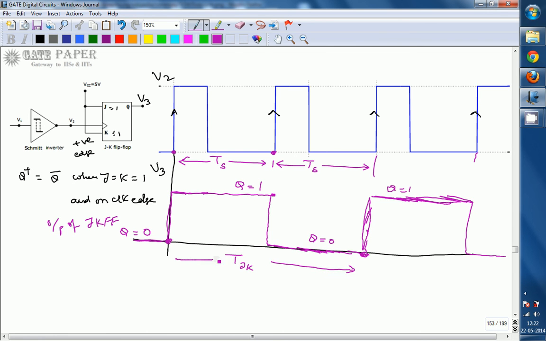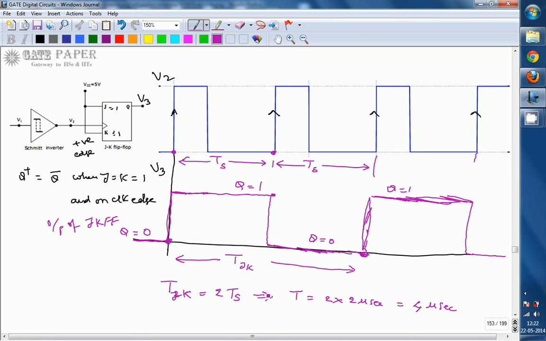Now can we say that the time period of the JK flip-flop is equal to 2 times the Schmitt-Trigger time period? Already we have seen the Schmitt-Trigger time period is 2 microseconds. So that implies the time period of the JK flip-flop is 4 microseconds.